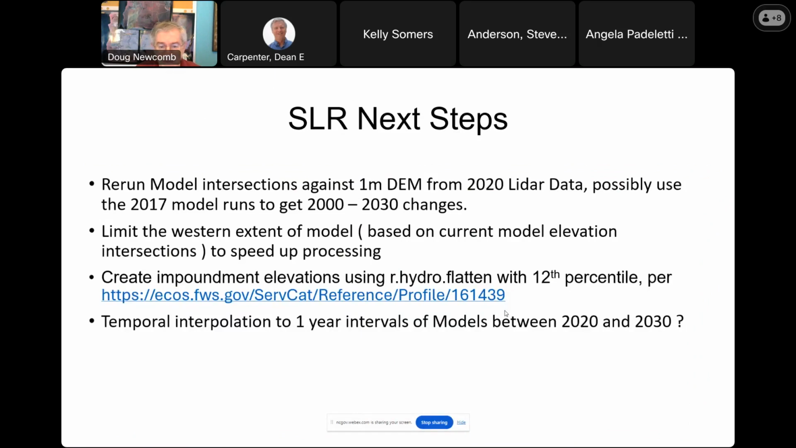I probably won't go as far west as I did with the first one. And then I'll do the impoundment elevations using the R hydro flatten with 10th percentile, per what I found in the research. And I'm thinking about doing a temporal interpolation of the sea level rise models at 1-year intervals between 2020 and 2030 and trying to match that up with whatever satellite or aerial imagery might be available, to see which model matches up best with what's going on in North Carolina.